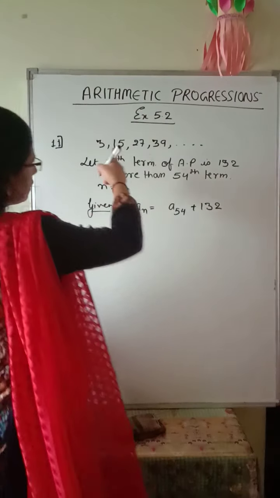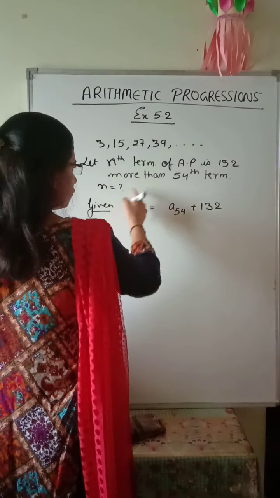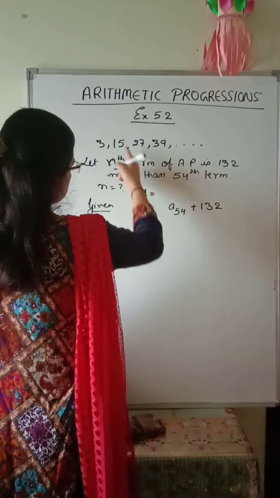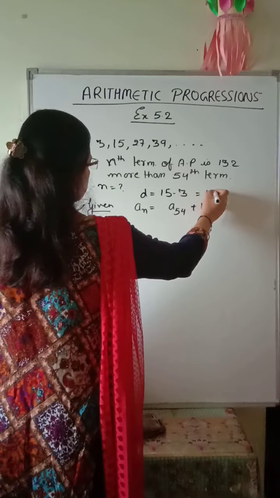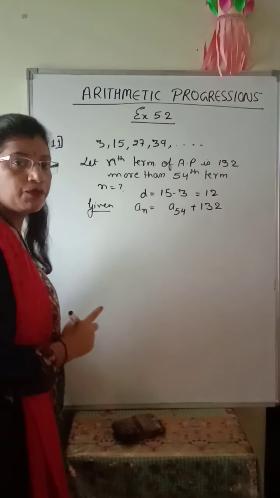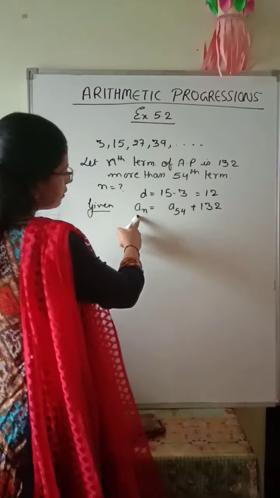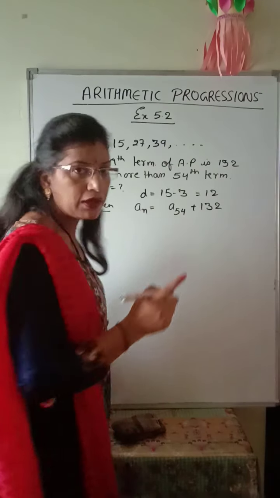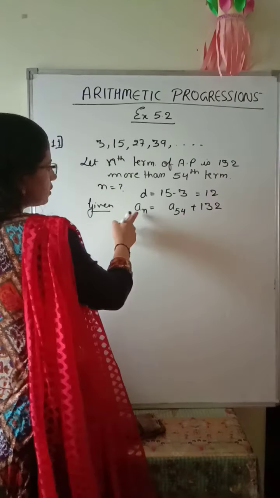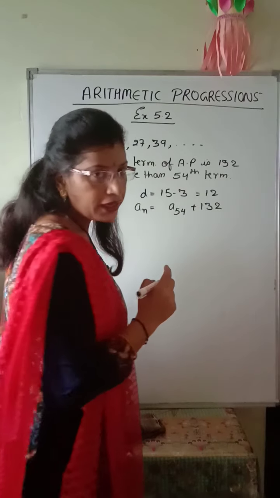So we can find the value of D from here. Before that I am finding the value of D. What is D? 15 minus 3. What is 15 minus 3? 12. Okay. So D is 12. And we are given that the nth term is 132 more than the 54th term. So we have to find the value of n.